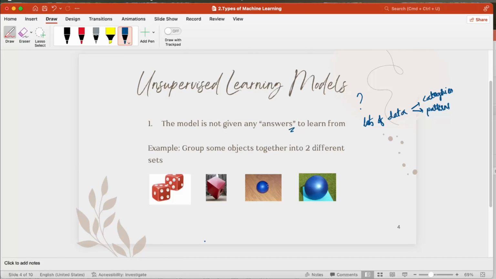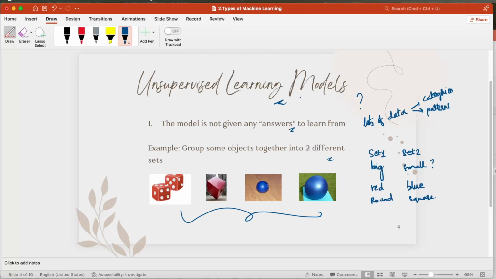Let's see an example. Assume I have these 4 different types of objects of different colors and shapes. Now I'll tell the model I want to categorize this into 2 different sets, but I'll not tell what these 2 different sets are to be. Set 1, set 2. Do I want all the big objects in set 1 and small objects in set 2? Or do I want all red objects in set 1 and blue objects in set 2? Or do I want all round objects in set 1 and square objects in set 2? I'm not telling any of this to the model. Now this unsupervised learning model could give me any of these results. It can give me this set or this set.